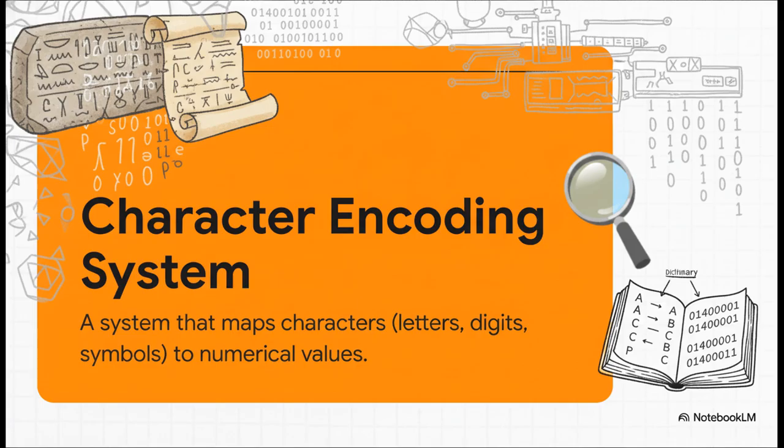I want you to imagine a kind of universal dictionary, a book that lets computers and humans perfectly understand each other's language. That, in a nutshell, is exactly what character encoding is. It's the Rosetta Stone for the digital age. It's a system that gives every single letter, every symbol, and, yep, every emoji its own unique number.